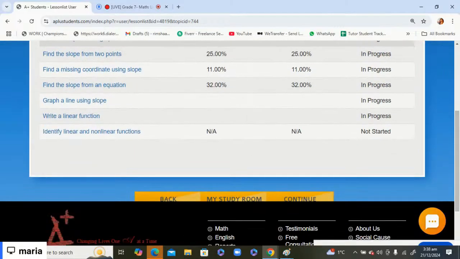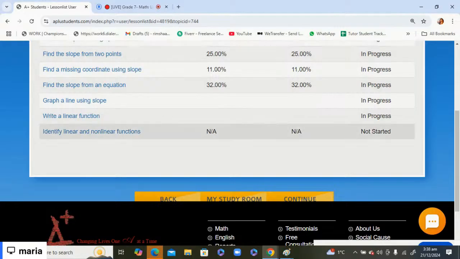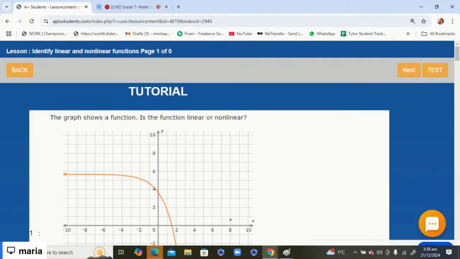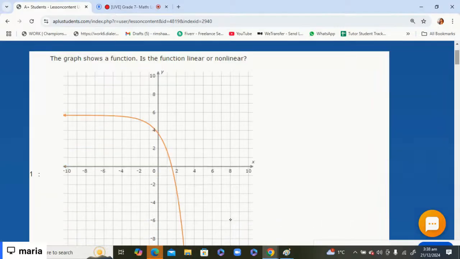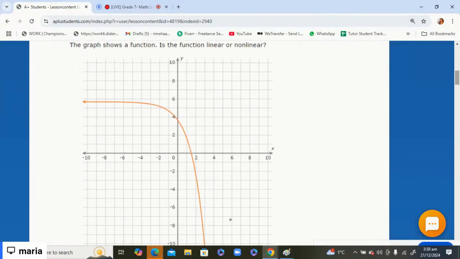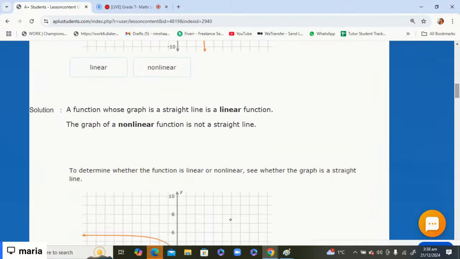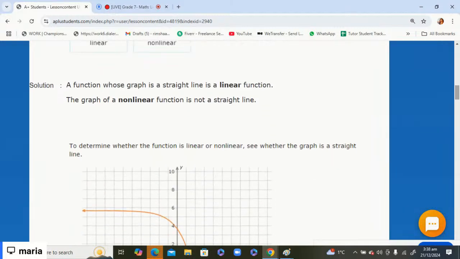So here is the last lesson, which is identify the linear and the non-linear functions. What is the meaning of the linear function? Is this function linear or not? The graph shows a function, and we check if it is linear or not. What is the linear function? A function whose graph shows a straight line. This is called the linear function. And what is the non-linear function? The graph shows not a straight line.